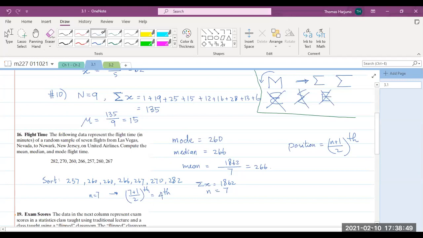Now here, because it says this is a sample, the notation for the mean is supposed to be x bar, because that's the sample mean.